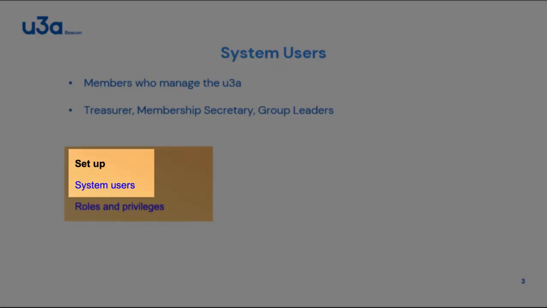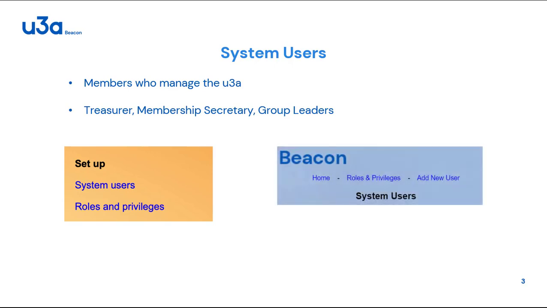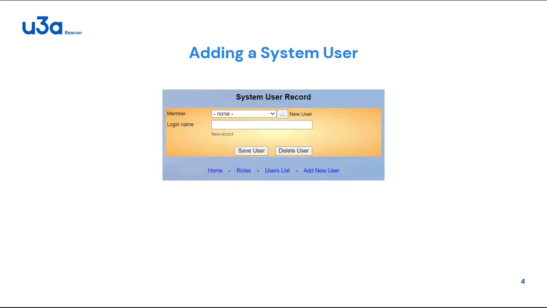Select System Users from the Setup column at the far right of the main administration menu. You can perform this action only if you have the privilege, which is always given to the system admin and can be given to others subject to a decision by the U3A committee. You'll now see a list of existing users and details of when they last accessed the system. Select Add New User from the options shown in blue at the top of the list.